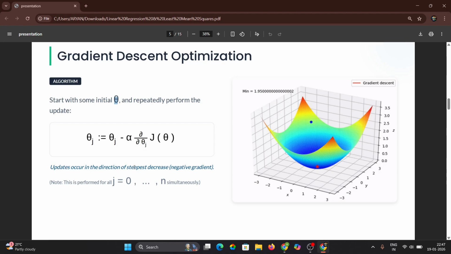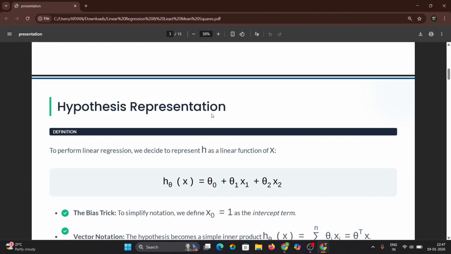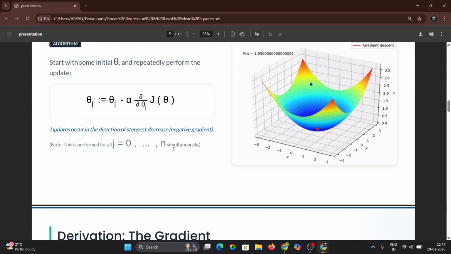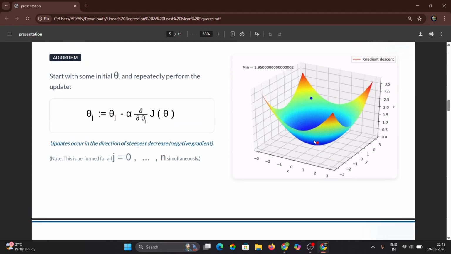So the update occurs in the direction of steepest decrease, the negative gradient. This is performed for all weights, so we have to perform it for all of them: theta 0, theta 1, theta 2. In this equation there are three weights. We perform it for all weights, and you can see the objective function's graph, how the loss decreases from here to here. This is the minima.